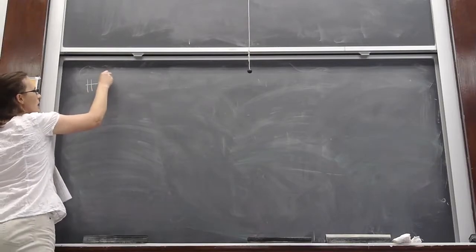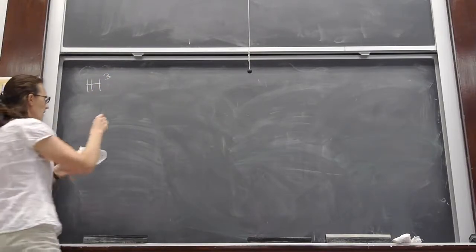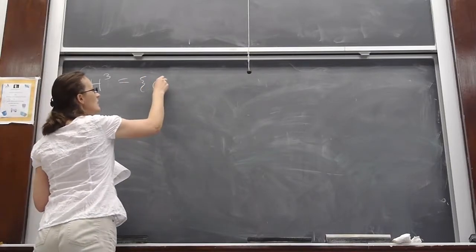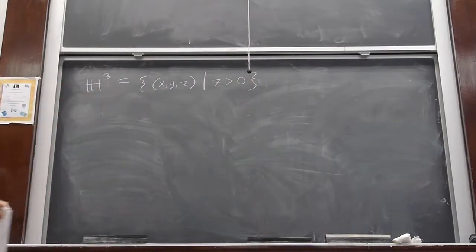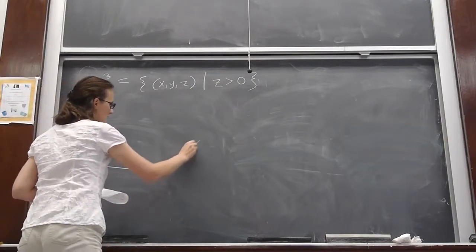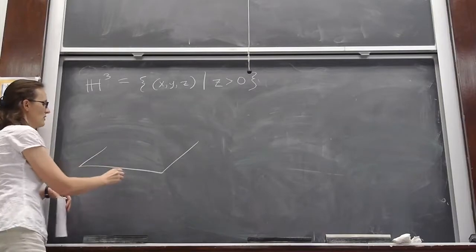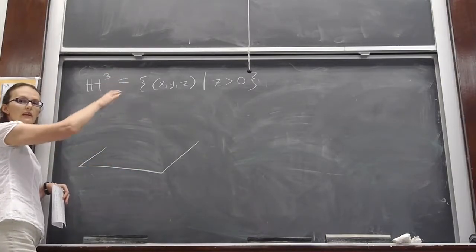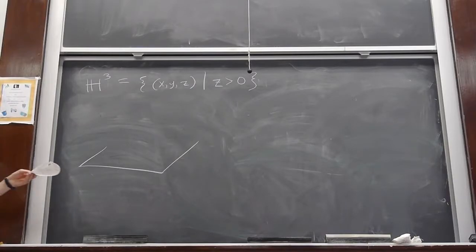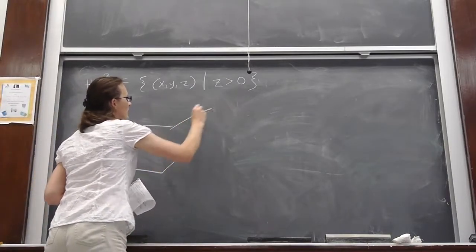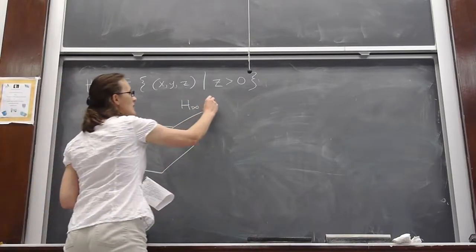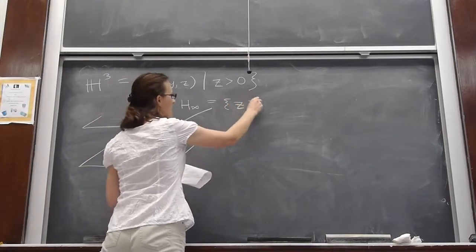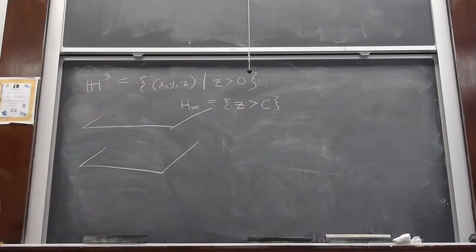So let's jump into hyperbolic 3-space. And throughout the talk, I'm going to be looking at the upper half space model: x, y, z, so that z is greater than 0. So this is a picture of that. We've got our plane at infinity, and then we have a point at infinity, and hyperbolic space is in the middle. And a horoball about infinity, I'll denote this H infinity. This is the set of points z greater than some constant. So I'll be talking about open horoballs.